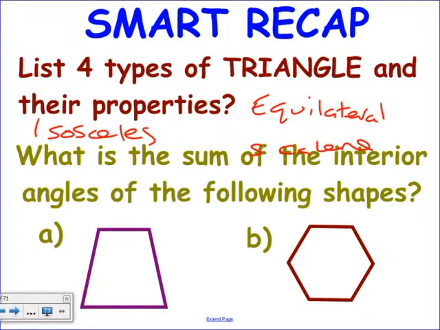Right angle triangle. Good. So we've got the right angle triangle. Quite obvious. What makes a right angle triangle? A right angle. Good. So they're the 4 sorts of triangles, and we're going to touch on those again today. Let's look at these shapes then.